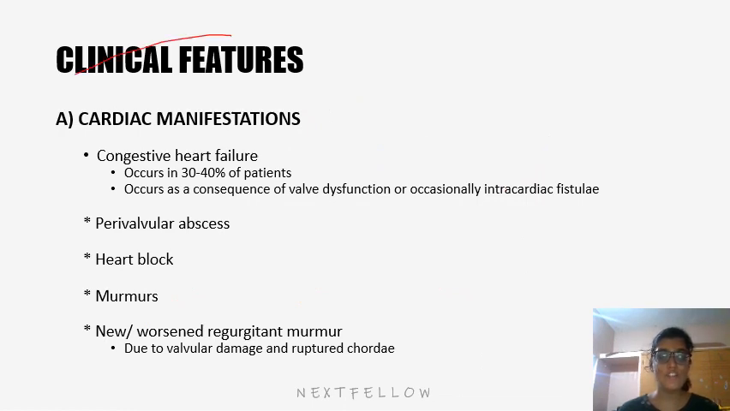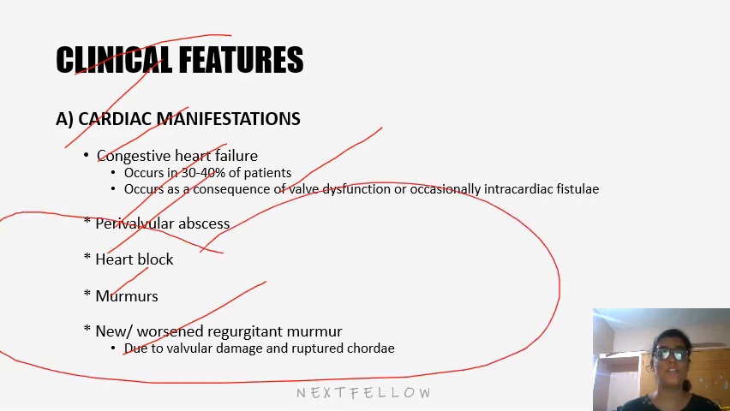Coming to the clinical features of infective endocarditis, first is cardiac manifestation. Very important is CCF, congestive heart failure, which occurs in 30 to 40% of patients. It occurs as a consequence of valve dysfunction or occasionally intracardiac fistulae. There can be perivalvular abscess, heart block, and murmurs. A new or worsened regurgitant murmur due to valvular damage and ruptured chordae. A changing murmur is characteristic of infective endocarditis, the murmur which keeps on changing due to the damage to the valve.